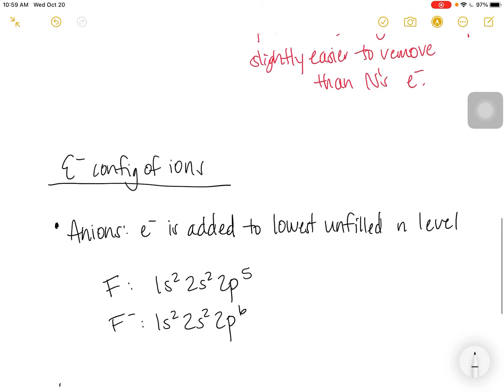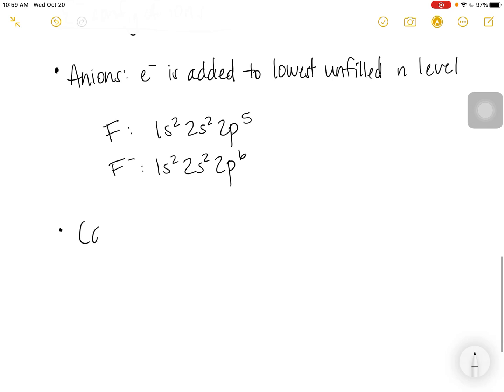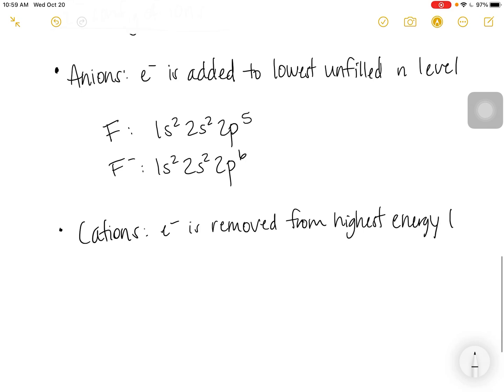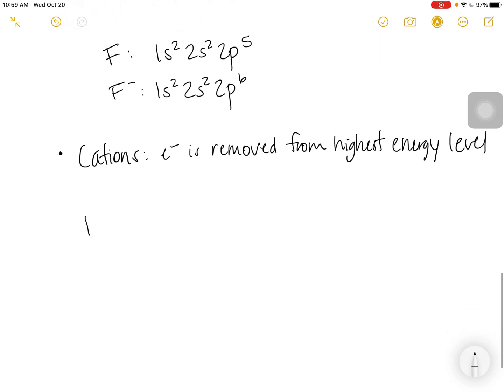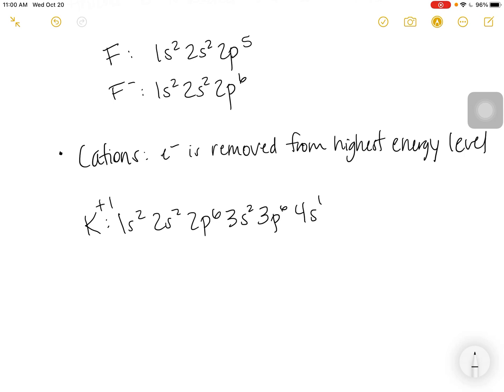And then cations are the opposite in terms of the electron is removed from your highest energy level. Again, we've seen this. For some, it makes total sense, like potassium. There's potassium's configuration, and to turn this into potassium plus 1, we would remove the 4s electron. You would never try to remove one of the core electrons because we know that takes way more energy.